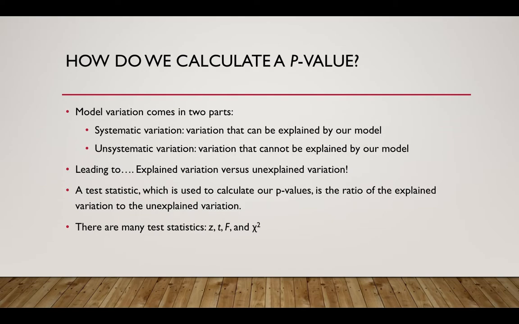It turns out that a test statistic is just the ratio of the explained variation to the unexplained variation. Guys, there are many test statistics. The four that we're going to look at in this class are Z, T, F, and chi-square.